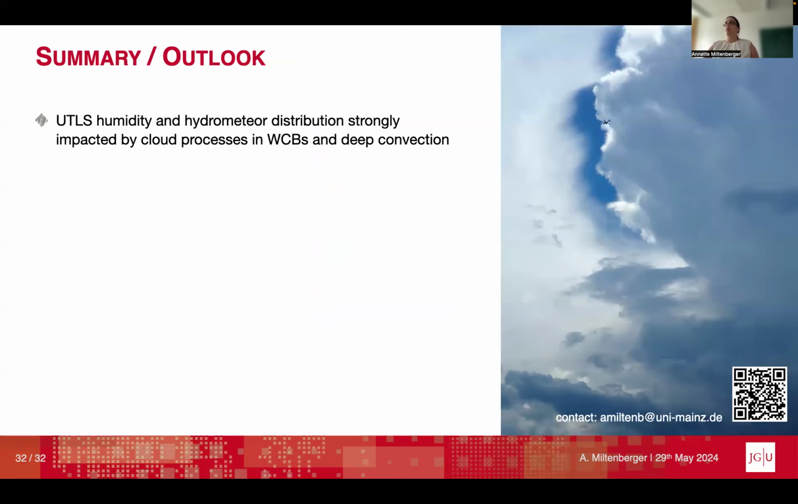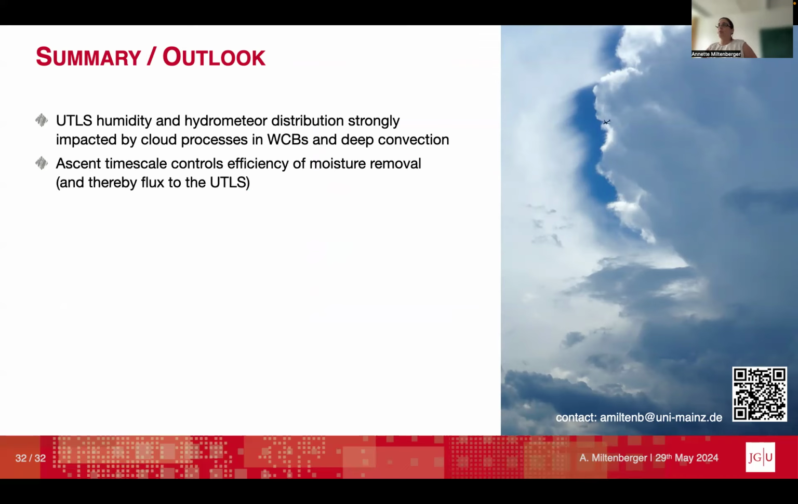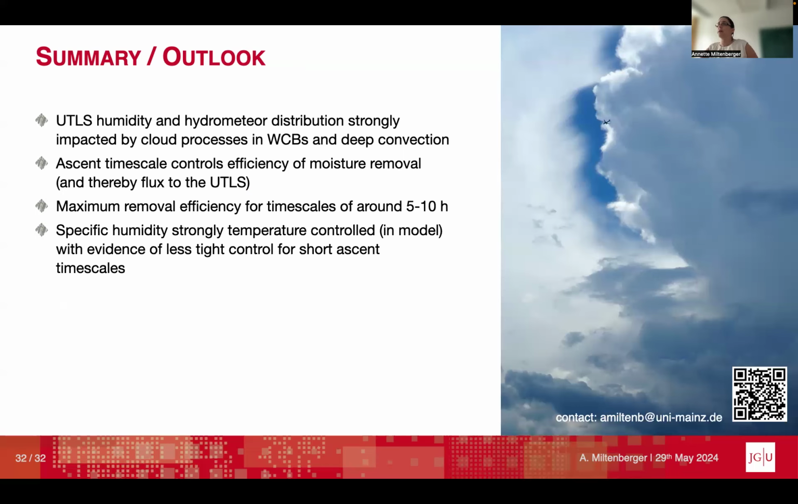So this brings me to the summary of the entire talk. We looked at UTLS humidity and hydrometeor distribution that is transported up by warm conveyor belts and deep convection. We did see that both systems have an impact, at least for deep convection in a case study-based approach. For both systems, the SN timescale is a very good variable to quantify and control the efficiency of moisture removal. We find a maximum removal efficiency for timescales of around 5 to 10 hours, with decreasing efficiencies in both directions, so faster SN timescales and slower SN timescales.